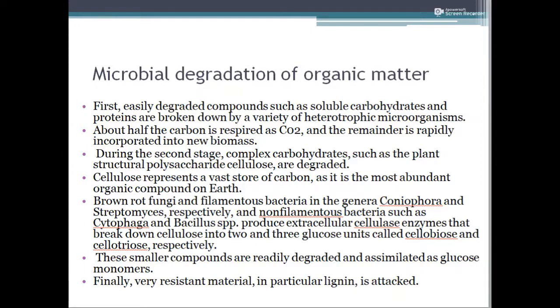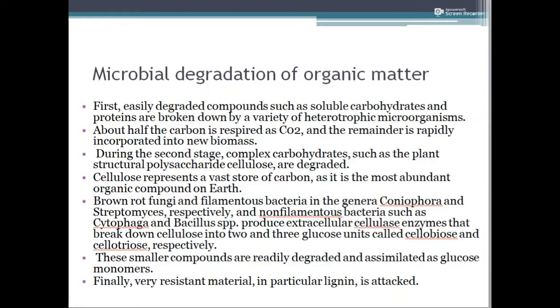Cellulose is the most abundant organic carbon on the earth, and various brown rot fungi as well as filamentous bacteria, including Coniophora and Streptomyces, as well as non-filamentous bacteria such as Cytophaga and Bacillus, will break down this cellulose by extracellular enzymes such as cellulases into two or three glucose units called cellobioses as well as cellotrioses.